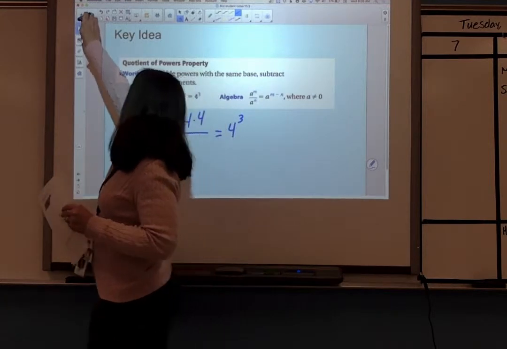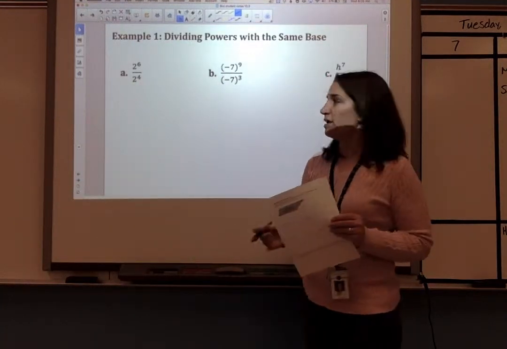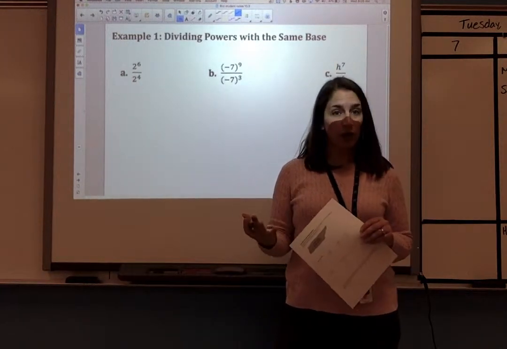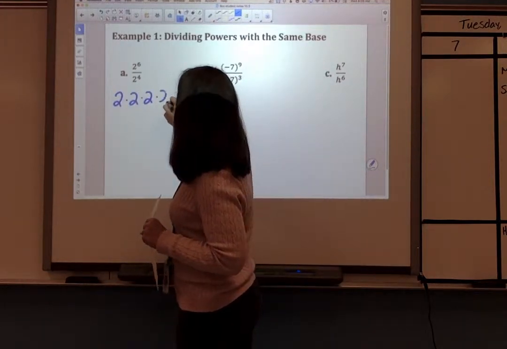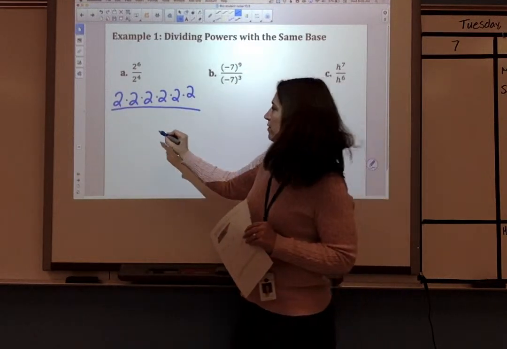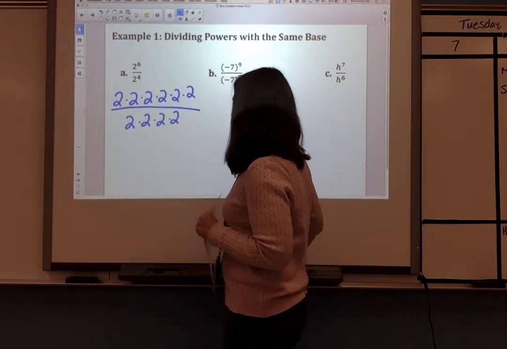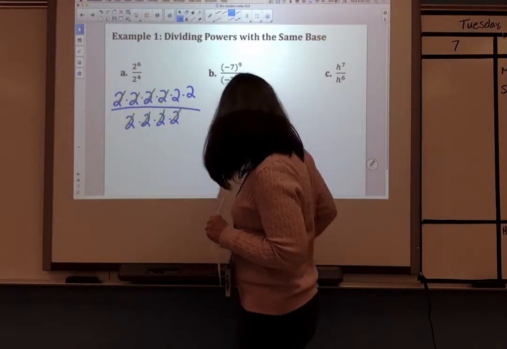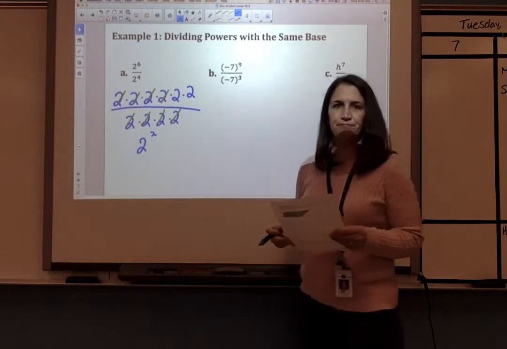All right, so let's look at some examples. First, we're going to divide powers with the same base. So here we have 2 to the 6th over 2 to the 4th. This first one I'll write out in expanded form. 2 to the 6th looks like this in expanded form, and then 2 to the 4th in the denominator. And then we'll go ahead and simplify this. And our answer is 2 squared.